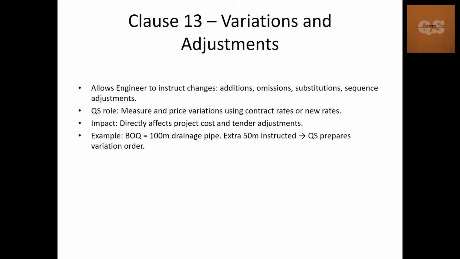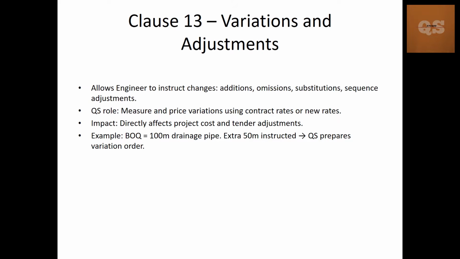Accordingly, the project cost will increase or decrease based on how you have arrived at these rates and how you have claimed these items. One example is the BOQ will be having 100-meter drainage pipes. As per the instructions from the engineer, in some new area there might be a requirement for putting some extra 50 meters, and depending upon that instruction, the QS will prepare a variation order.